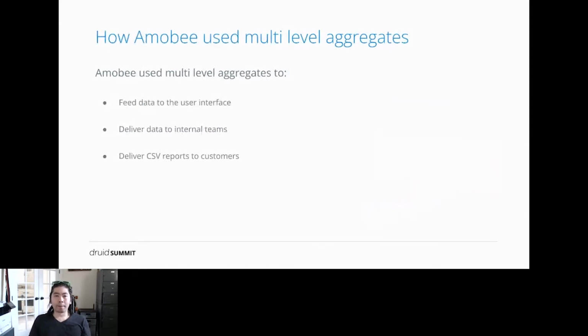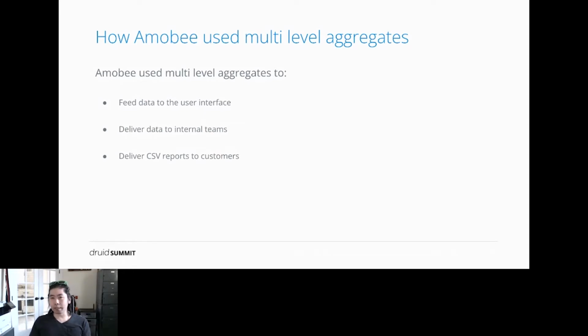So what does Amobee use these multi-level aggregates for? At Amobee, we have certain SLA requirements. We feed the user interface with our reporting pipeline. So it was very important for us to make sure that the queries have low latencies, and that's why we used multi-level aggregates when we were using our transactional databases.